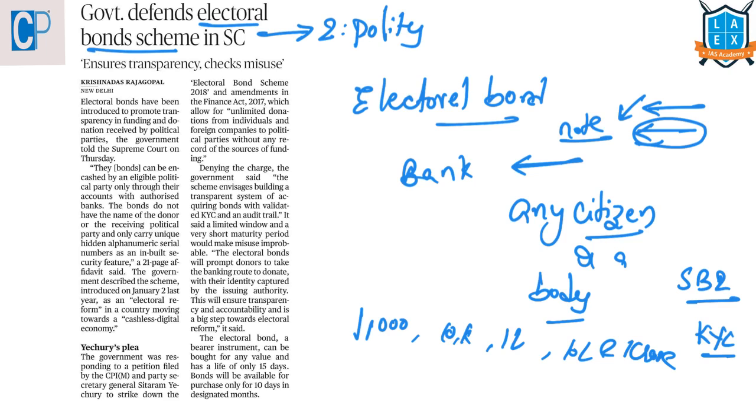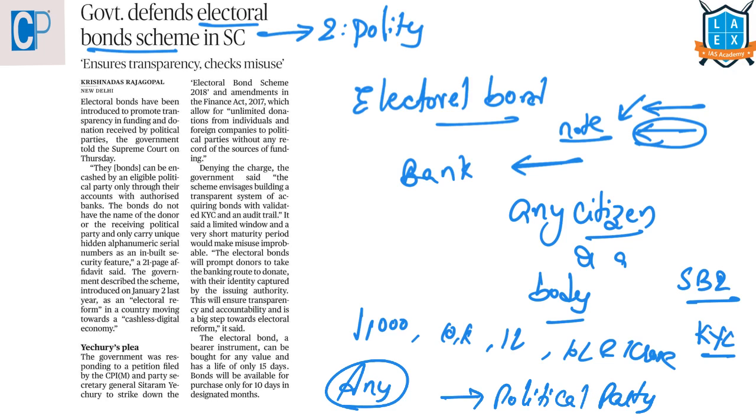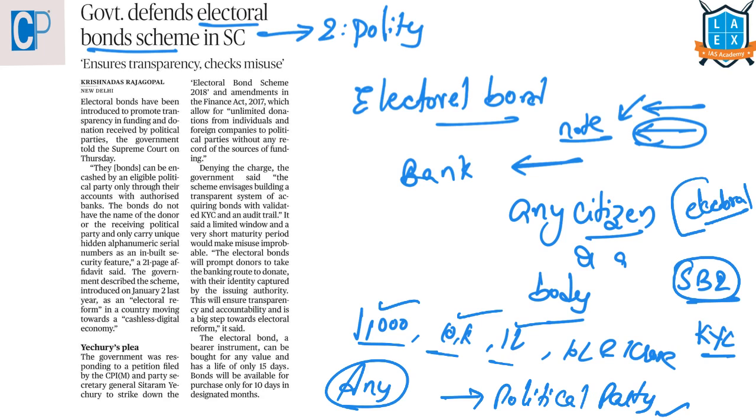If any citizen wants to give funds to a political party, that citizen can go to a specified SBI branch and buy an electoral bond, whether he wants to donate 1,000 or 10,000 or 1 lakh, and the amount has to be in multiples of these amounts only. So he can buy this bond and give it to a political party. Then that political party will encash it, converting this bond into cash by depositing it in their verified account within 15 days.